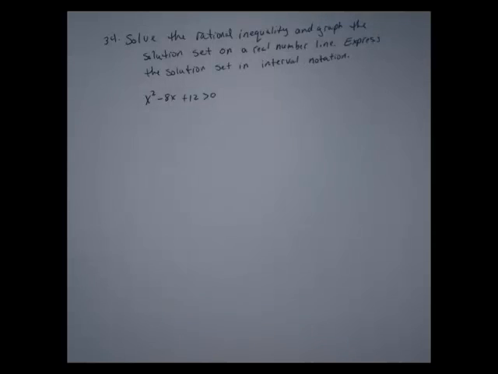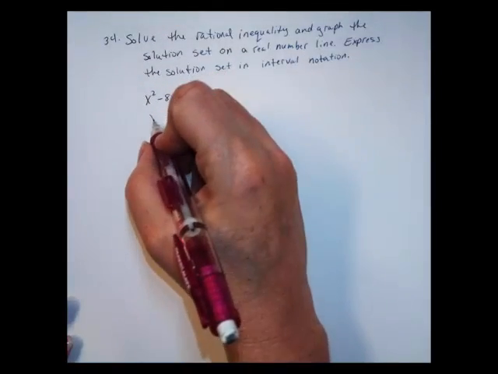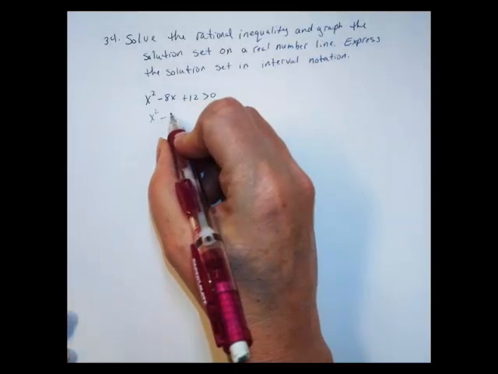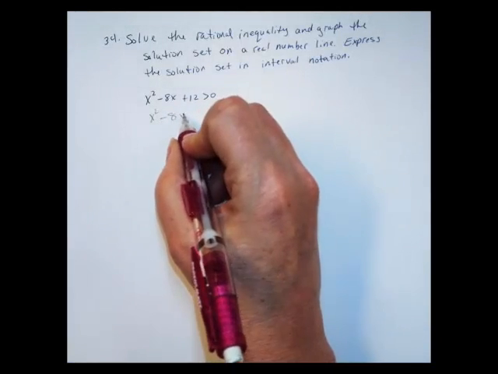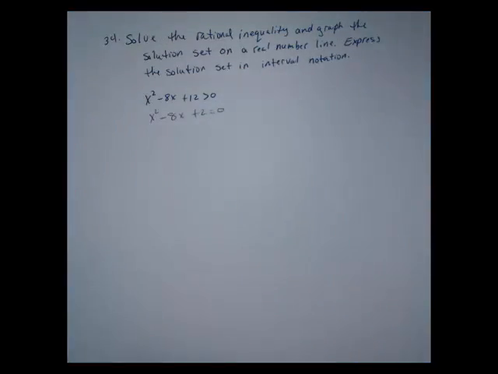On this problem, we are solving the rational inequality and then graphing the solution set on a real number line. Express the solution set in interval notation. So on this one, the first thing that we want to do is solve for it. We're going to find the values that will solve our inequality. So we're going to take x squared minus 8x plus 12, and we're going to set it equal to 0.